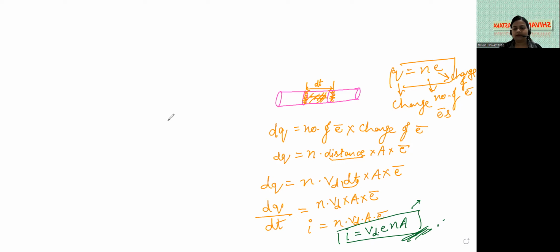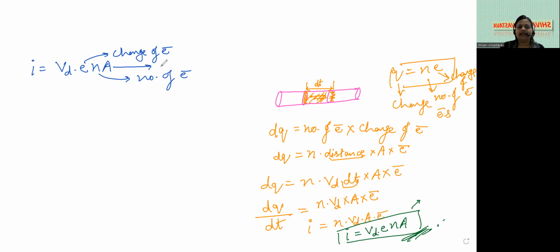Area of cross section is what? In this, I is equal to VD into ENA. E is the charge of electron. N is the number of electrons. A is the area of cross section. So here, all of that will be constant only, right? So we can just take it as a constant. Now we can do it.